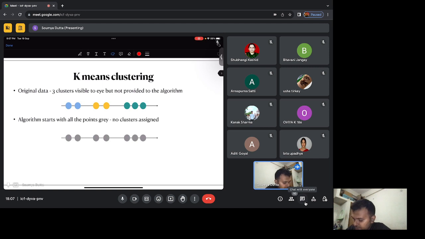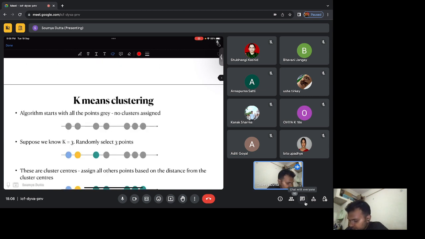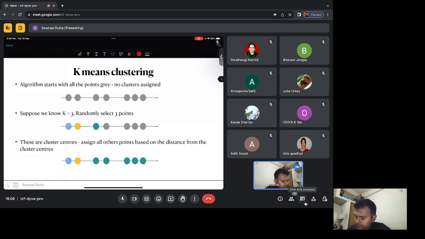What we have here is three clusters. These are the points, these are 4 and 7 points, and whenever a human being sees all these, they will find out that there are three clusters of points. However, since the algorithm is unsupervised, you don't provide any of the colors to the system, and therefore the algorithm will start with all points gray, which means that no clusters are assigned to any of the points. So that is how k-means clustering will start.